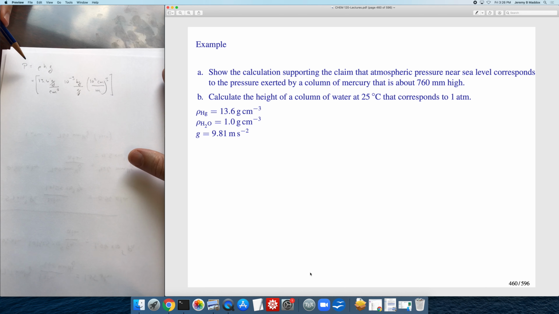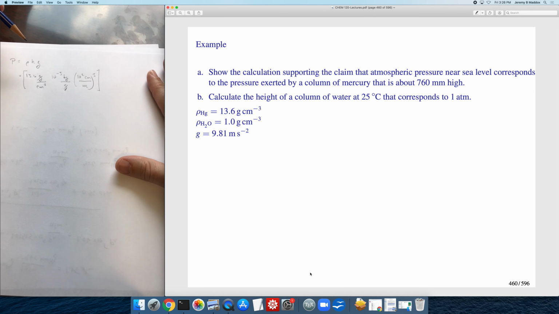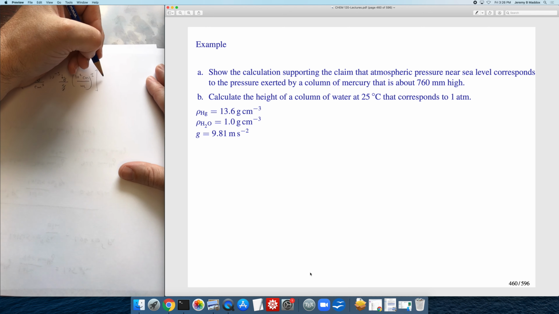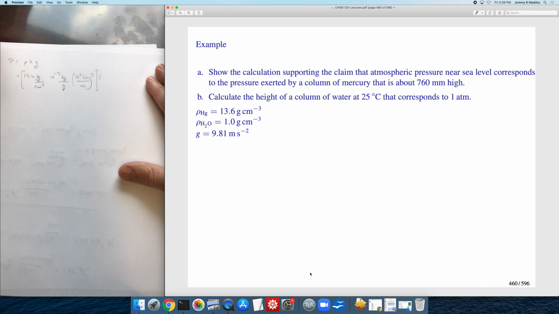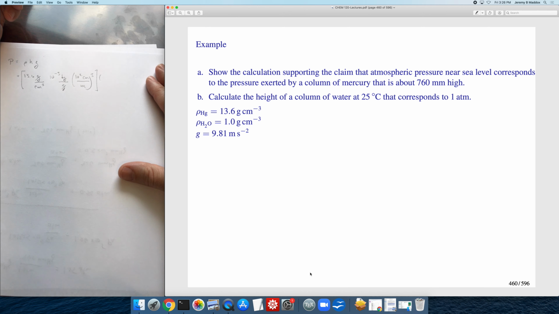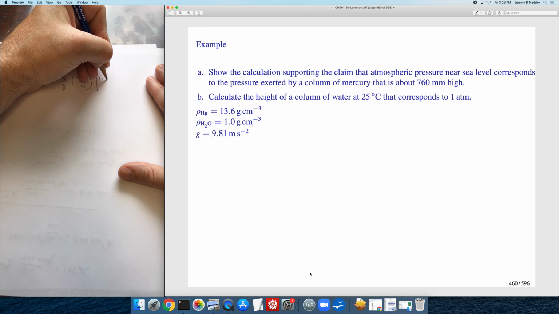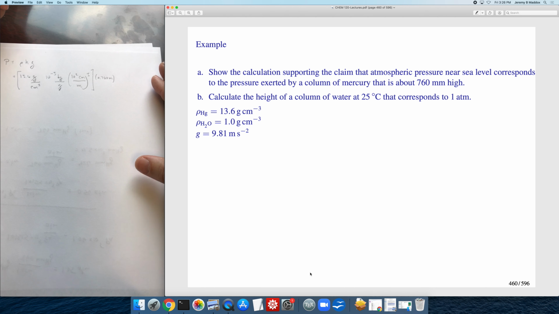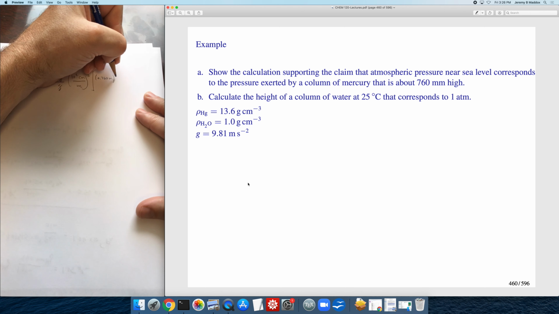And then what I'm going to do is I'm going to multiply that by the height of the mercury column. So I'm substituting in for H, and I'm going to convert, in my head, those millimeters to meters. So I'm going to take the 760 millimeters and divide it by 1,000 to give me the meters. Finally, I'm going to multiply by the gravitational constant, which is already in SI units. That's the 9.81 meters per second squared.